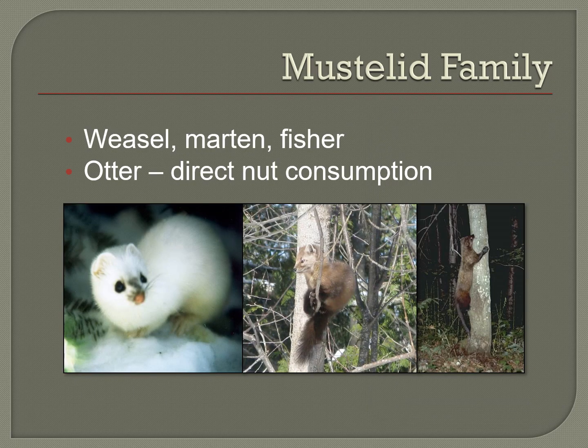We see a lot of the mustelids, so these would be the weasels, martens, and fishers in the Northeast. They are certainly preying on small mammals, and in some cases, they'll actually eat the nuts directly. And we've even seen more aquatic species like river otters directly eating beech nuts.